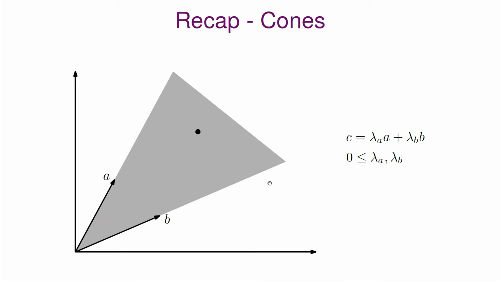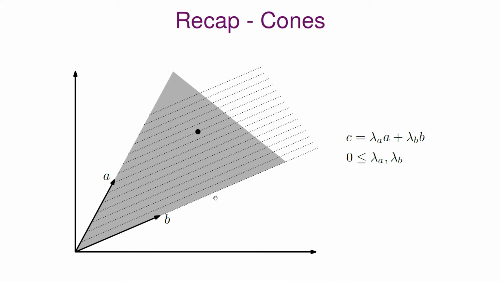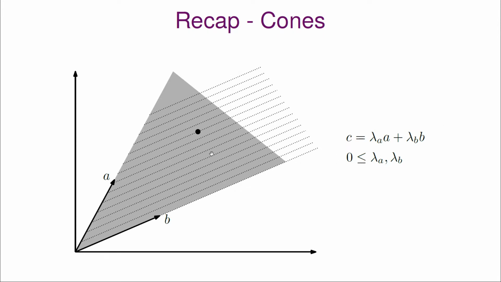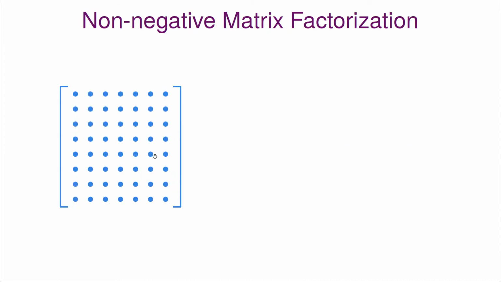And the question is, can I get every point in the cone like that? And the answer is yes. So let's see a way to see this. Let's draw these parallel lines. So we have this point, and I want to express this point in this way. And the way to do this, we draw these parallel lines, and then we see a simple way how we can express this point as a scalar of A and a scalar of B.